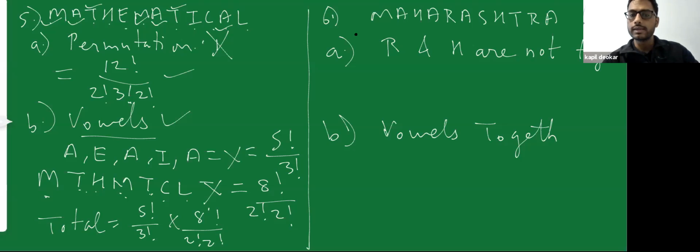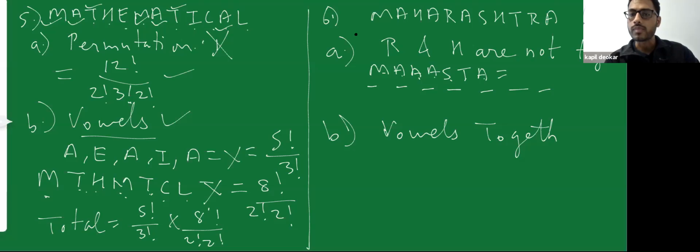In MAHARASHTRA, I don't want R and H to be together. If I don't want something to be together, how do I solve it? I just forget about it. So if I forget about R and H, I'm going to have M, A, S, T, and A. So how many letters is that? 1, 2, 3, 4, 5, 6, 7.